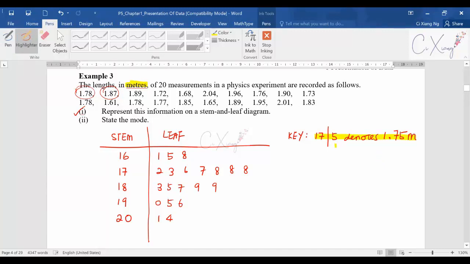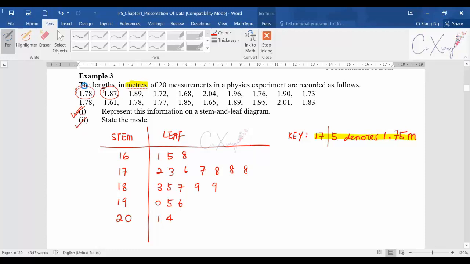So the 17 stroke 5 means 1.75. When people read the graph, they will understand that the 16 means 1.6 something, 17 means 1.7 something, and so on. Okay, so this is the first part of the stem and leaf diagram. So how to deal with decimal number data? This is how we deal with it.